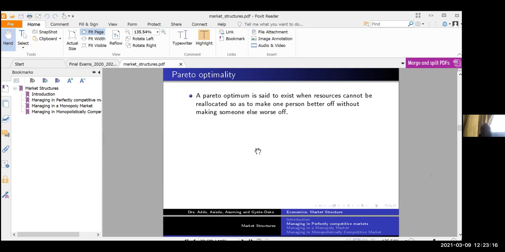All right, a Pareto optimum is said to exist when resources cannot be reallocated. You have reached your peak; you can't do any allocation so as to make one person better off without changing anybody else's life. Society is said to be at an optimal level when any other allocation will make somebody worse off. So if you try to make somebody better off, somebody will be worse off. Then we are in a Pareto optimum case.